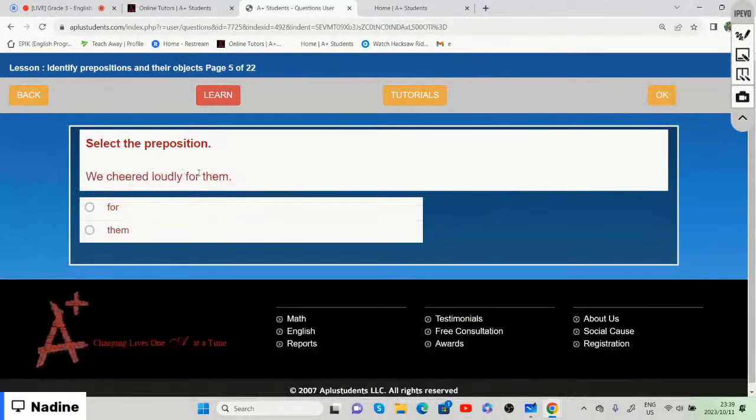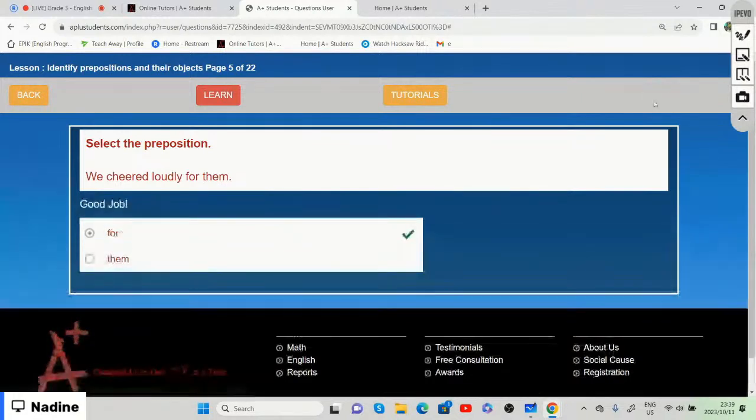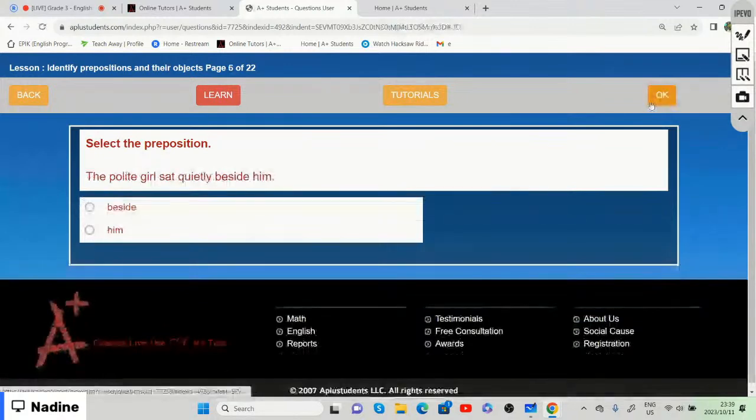We cheered loudly for them. Is it for or is it them? Which one is the correct preposition? So if we select the preposition, we are going to say it is for. All right.